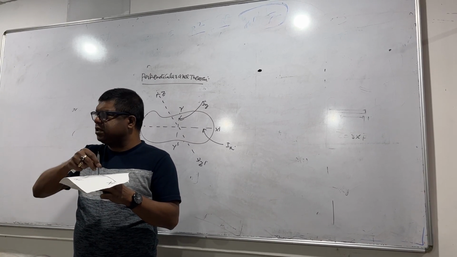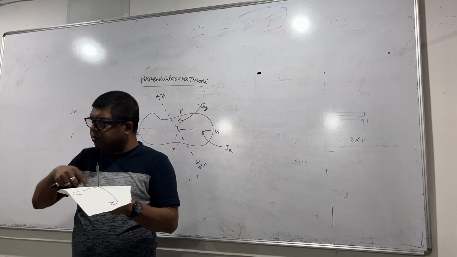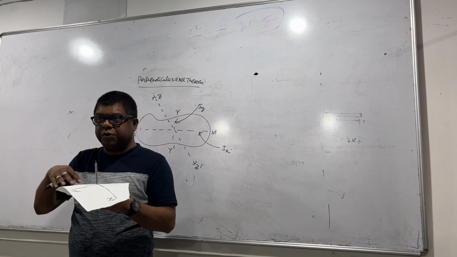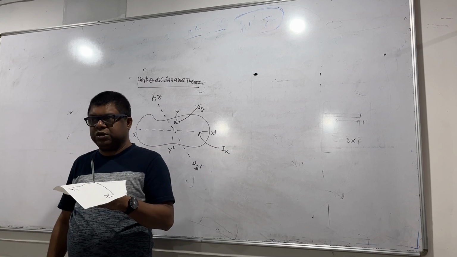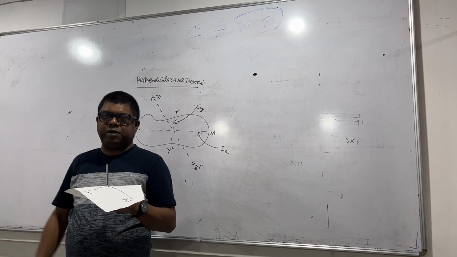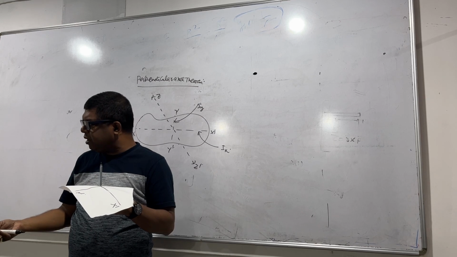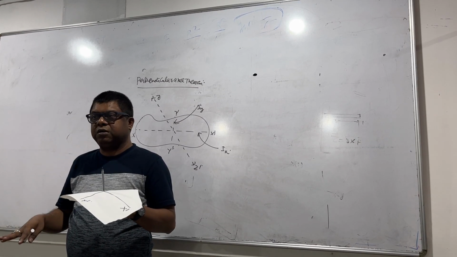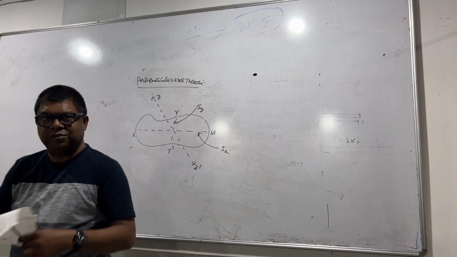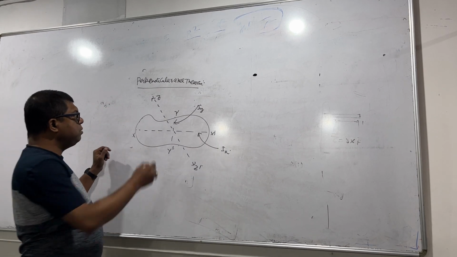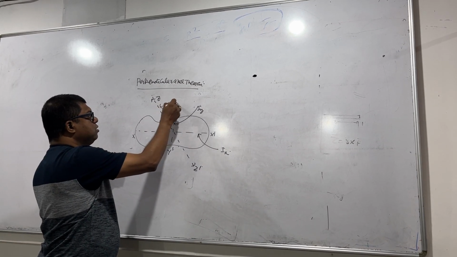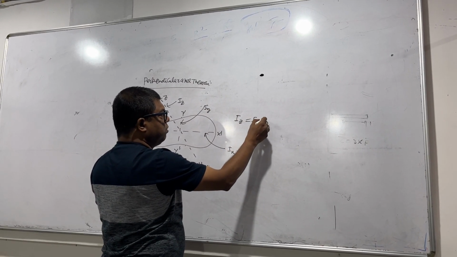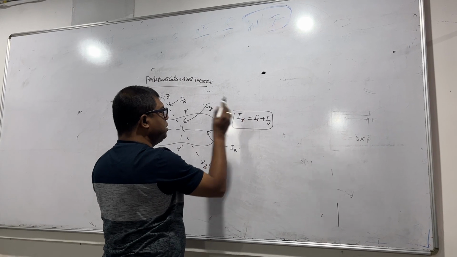So the third axis must pass through the intersection of the two axes, which lie on the plane of lamina and are mutually perpendicular to each other, and the third axis must be perpendicular to the plane of lamina. The moment of inertia about this axis is Iz. So Iz is equal to Ix plus Iy.